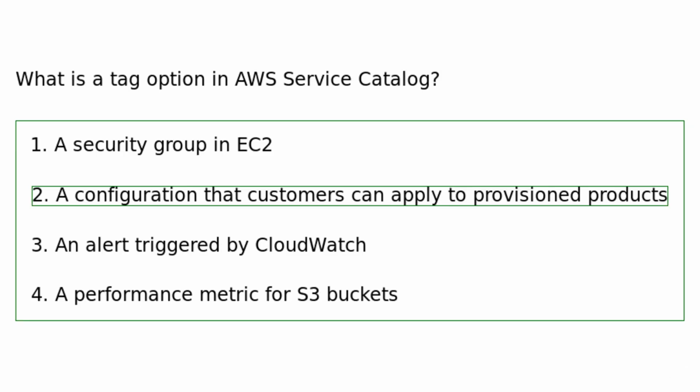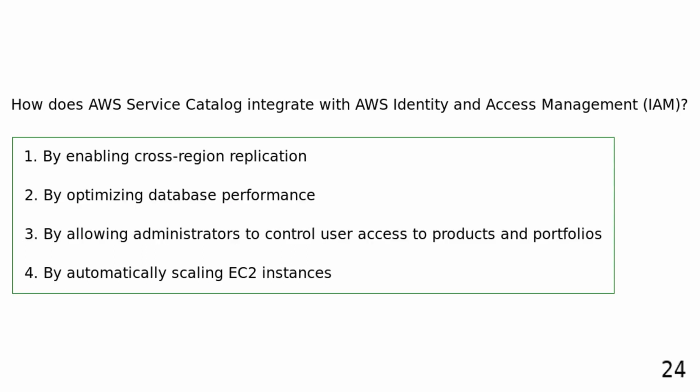A tag option in AWS Service Catalog is a configuration that customers can apply to provisioned products to add additional metadata or control parameters. How does AWS Service Catalog integrate with AWS Identity and Access Management?